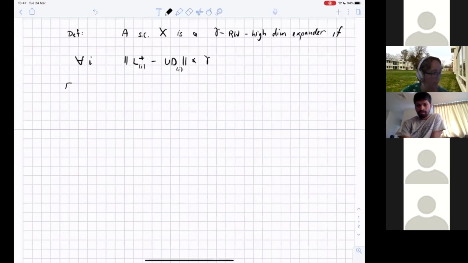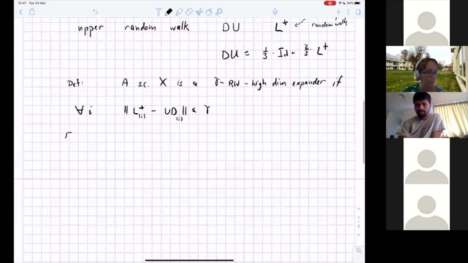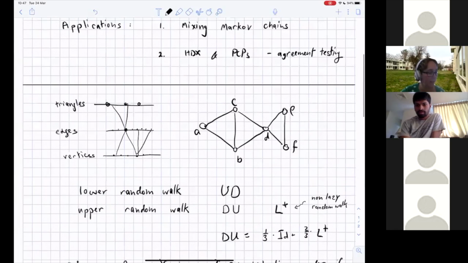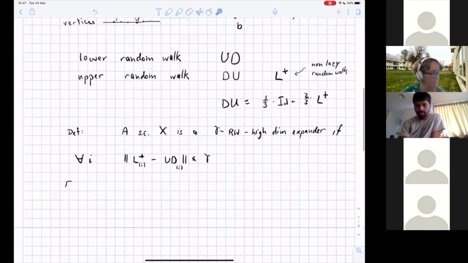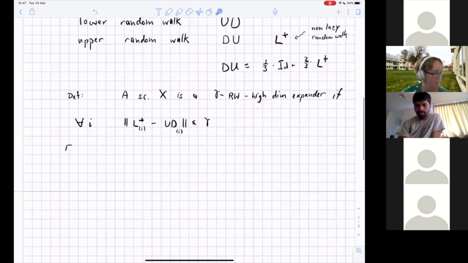And when I say X, a simplicial complex is just a collection of subsets that's downwards closed. And the picture I have in mind is this kind of thing. This is X. Okay.